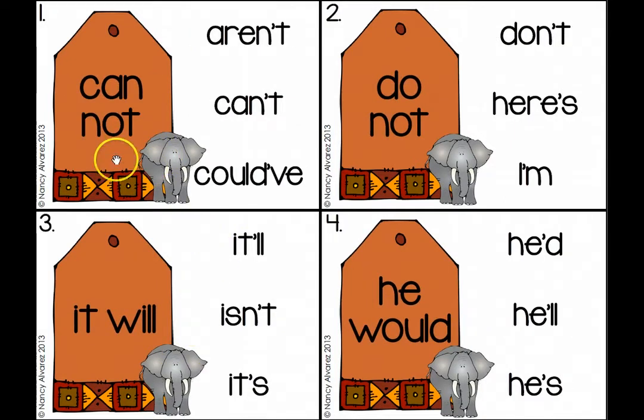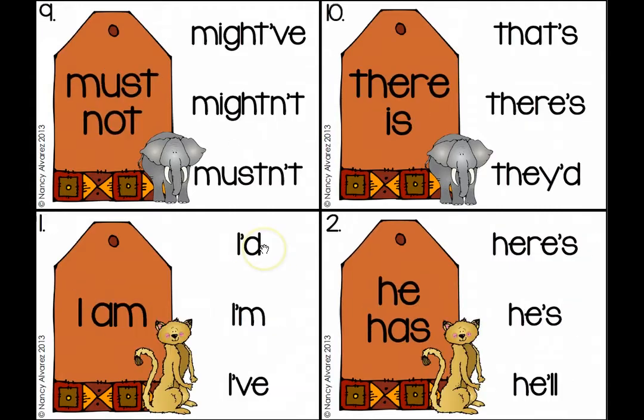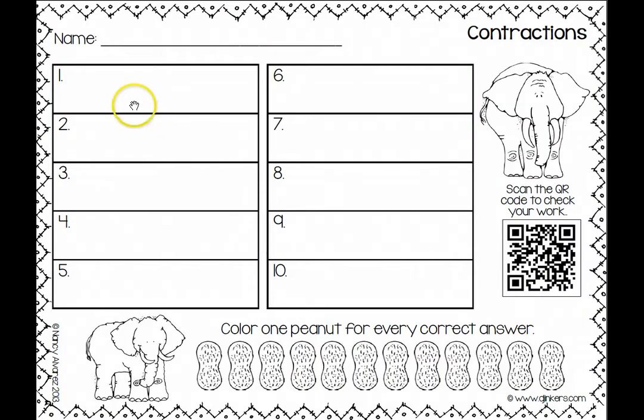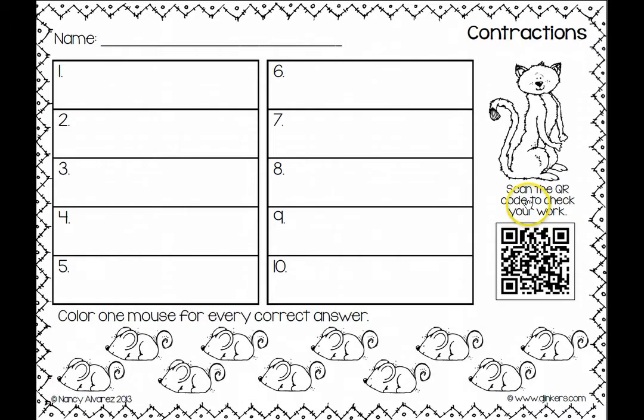What students will do is, well, you'll print these out first, and there are 4 cards here, and this one says cannot, and then they have to figure out which one of these is the contraction, and then they'll write it on their answer recording sheet and scan the QR code. The answer recording sheets match the card. This is the one with the elephant, and this is the one with the African cat. Again, they can check their work when they're done by scanning the QR code.